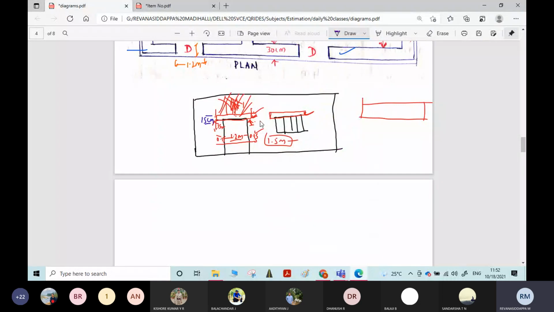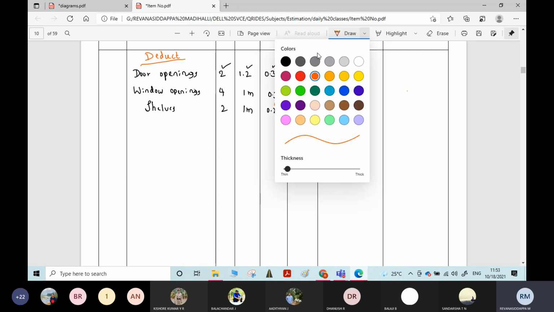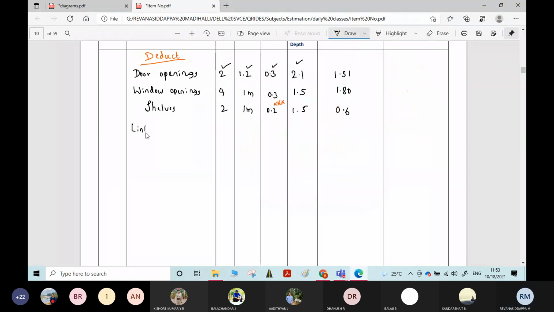The total length is 1.2 plus 0.15 bearing on either side. Thickness is 15 centimeter, and width will be equal to the width of the wall only. Is that clear, students? Therefore, lintel over doors first.